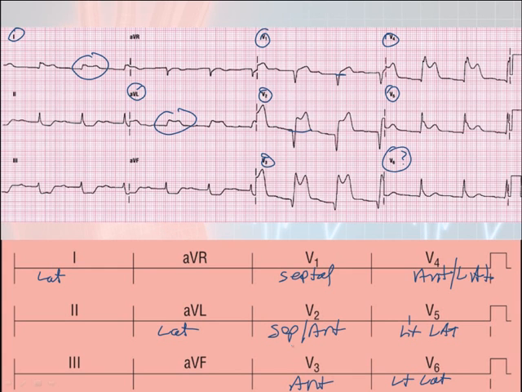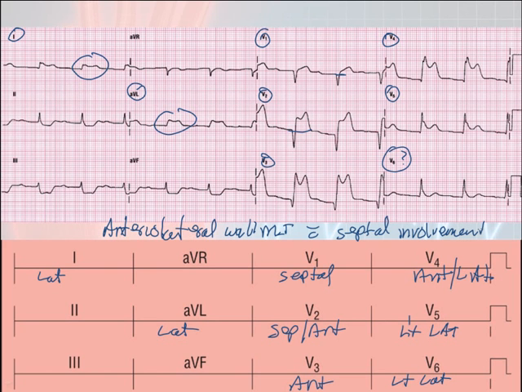But what you can say is that since this person is having an anterolateral wall MI, you can say this person is having an anterior lateral wall MI with septal extension or septal involvement. That would be a pretty good interpretation there.